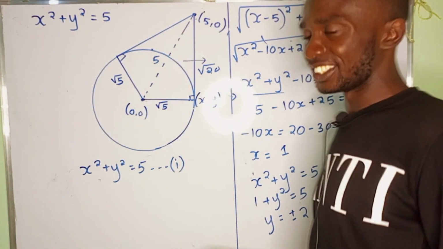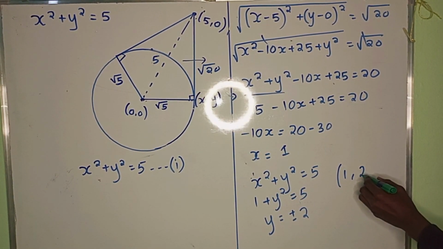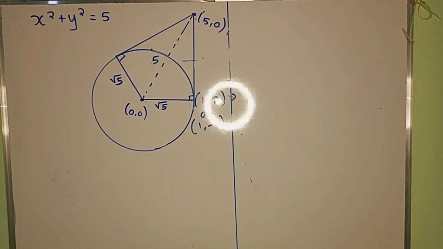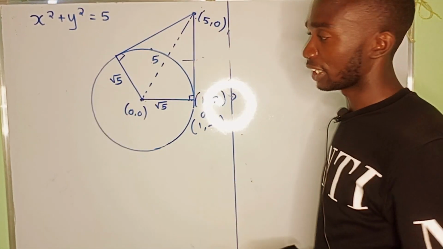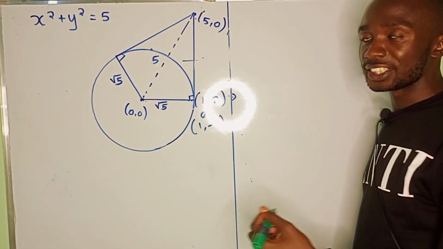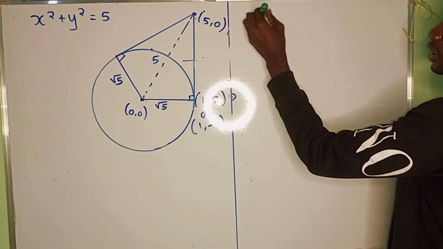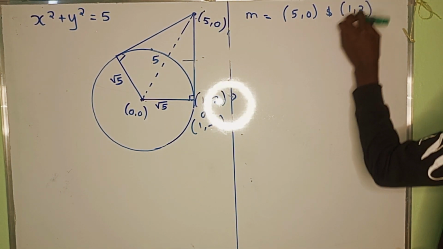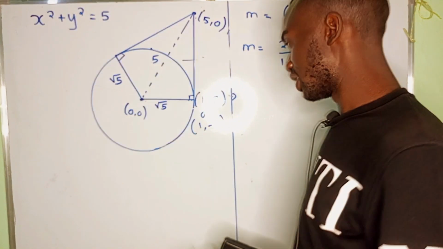So the coordinates of the tangent at that particular point (x, y) can be (1, 2) or (1, negative 2). Now again, using the two points that lie on the tangent, the external point and where the tangent meets the circle, where the tangent and the radius meet, we can get the gradient. Using (5, 0) and (1, 2), the gradient is negative a half.